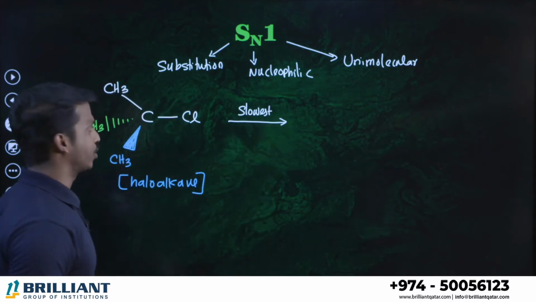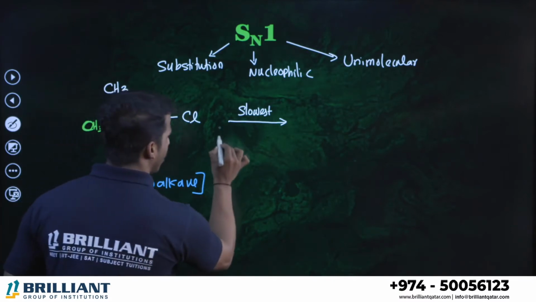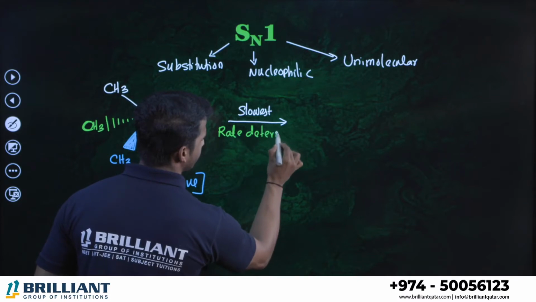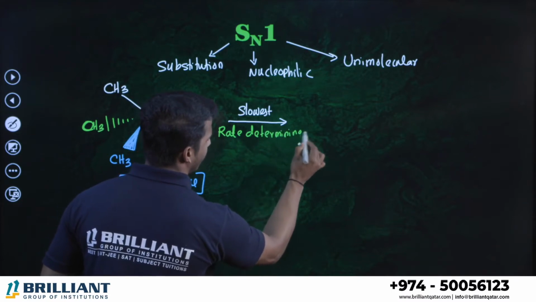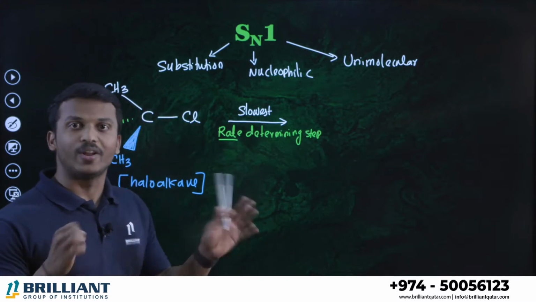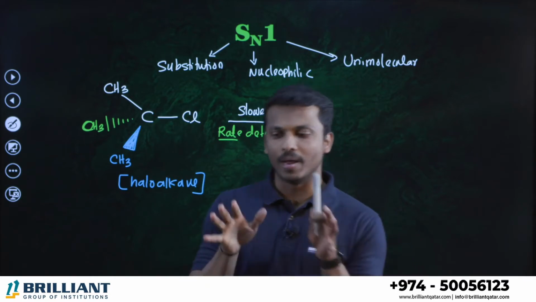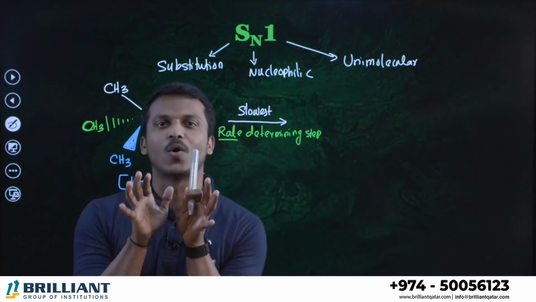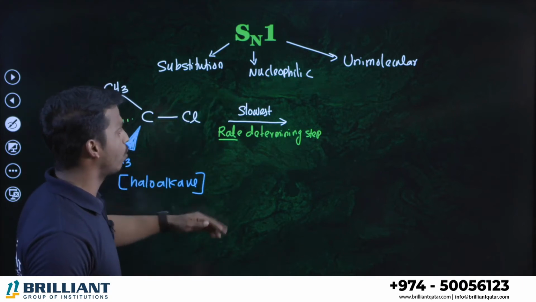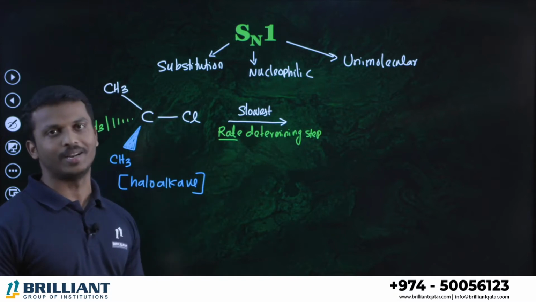In a general reaction, the slowest step we call by a particular name. That is called the rate determining step. You know what is meant by the rate of a reaction? Rate means the speed of a reaction. If you want to calculate the speed of a reaction, mainly we follow the slowest step in a reaction. So the slowest step is also called the rate determining step, or RDS.